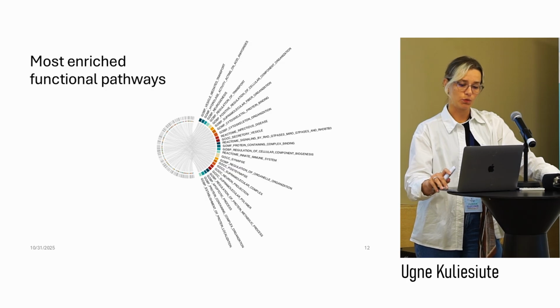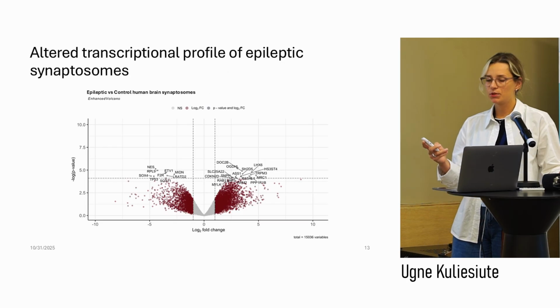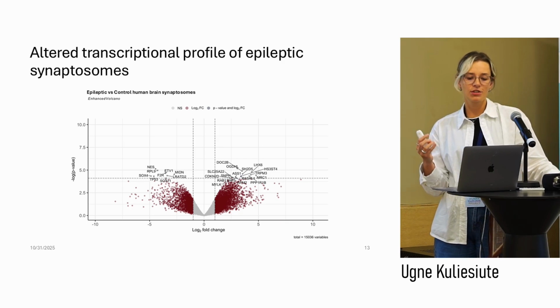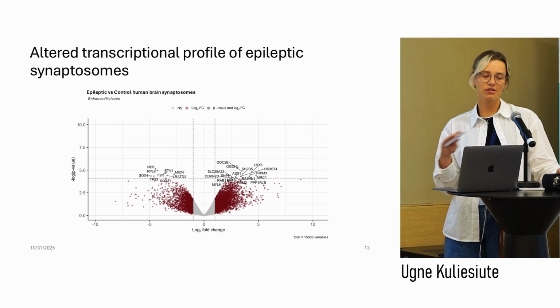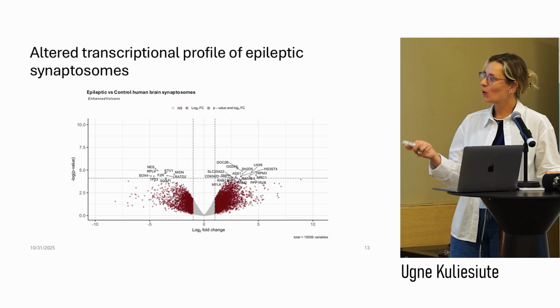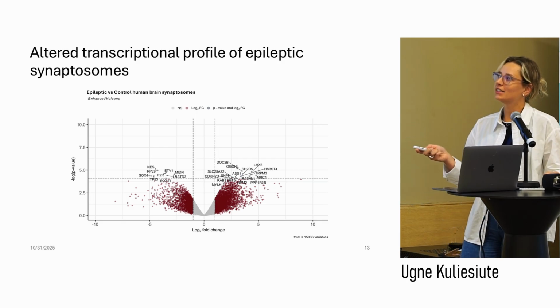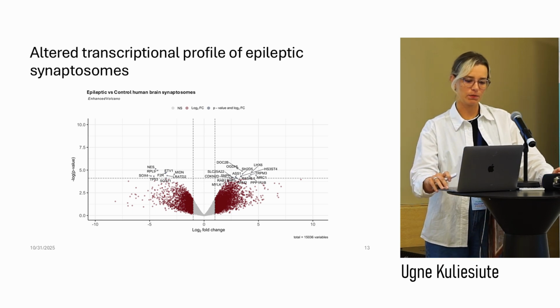level of synaptosomes. Comparing the groups between epilepsy and control synaptosomes, since we are very stringent and precise with our transcriptomics analysis, the threshold is very high. So we found 9 highly downregulated and 16 highly upregulated genes specific for the epileptic synaptosomes.